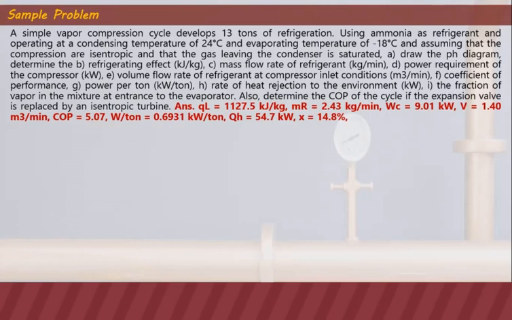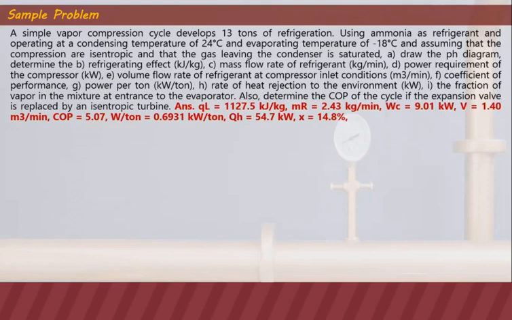First, draw the pH diagram and then determine the refrigerating effect, the mass flow rate of refrigerant, the power requirement of the compressor, the volume flow rate of refrigerant at compressor inlet conditions, coefficient of performance, power per ton, rate of heat rejection to the environment, the fraction of vapor in the mixture at the entrance to the evaporator, and also determine the coefficient of performance of the cycle if the expansion valve is replaced by an isentropic turbine.